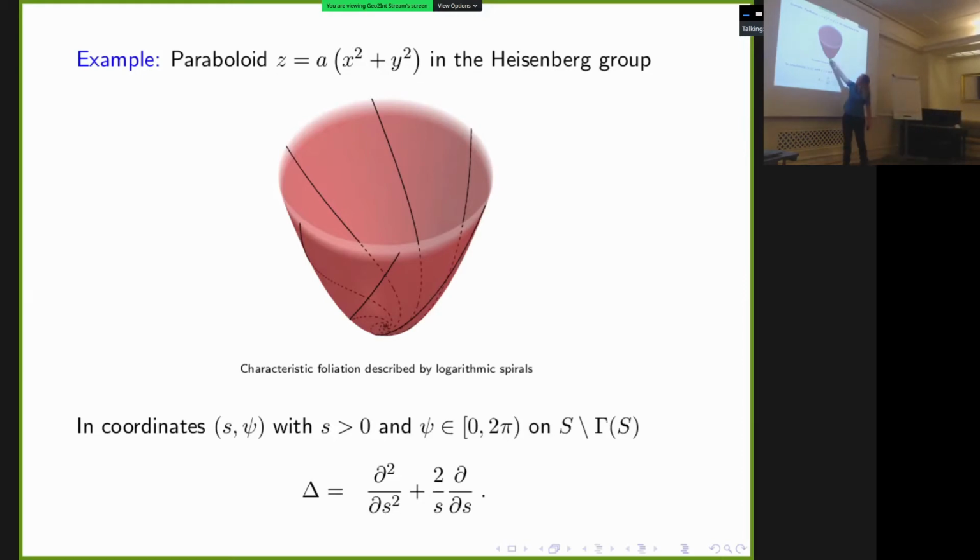So S is going to be like arc length along this leaf, and then this psi essentially identifies what leaf you're on. So psi runs between 0 and 2 pi. That indexes the spiral, and then S is just the arc length along the spiral. And you can check that this intrinsic sub-Laplacian, which we defined through this diff-grad method, exactly takes this form.